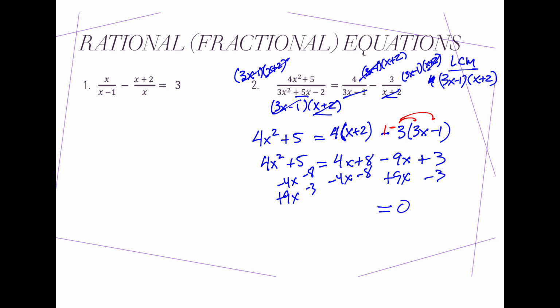This leaves me with 0 over here. And on the right, I have 4x squared. Negative 4x plus 9x is plus 5x. And then 5 minus 8 is negative 3. And negative 3 minus 3 is negative 6. Okay, so that's equal to 0. Let's see if this is factorable.